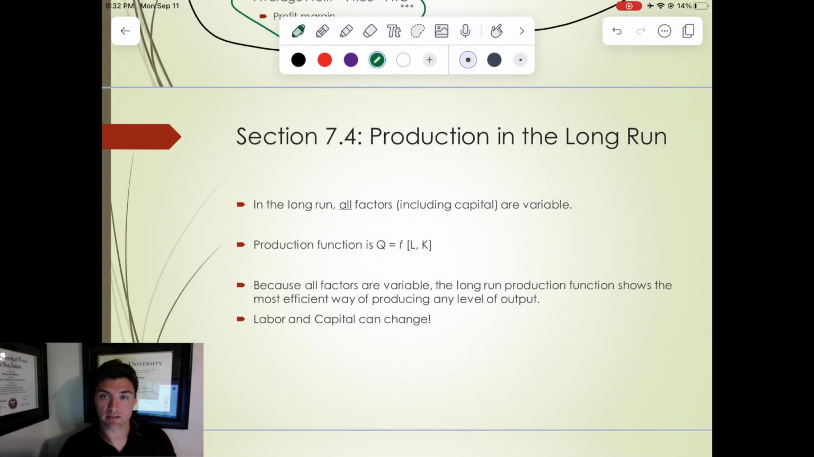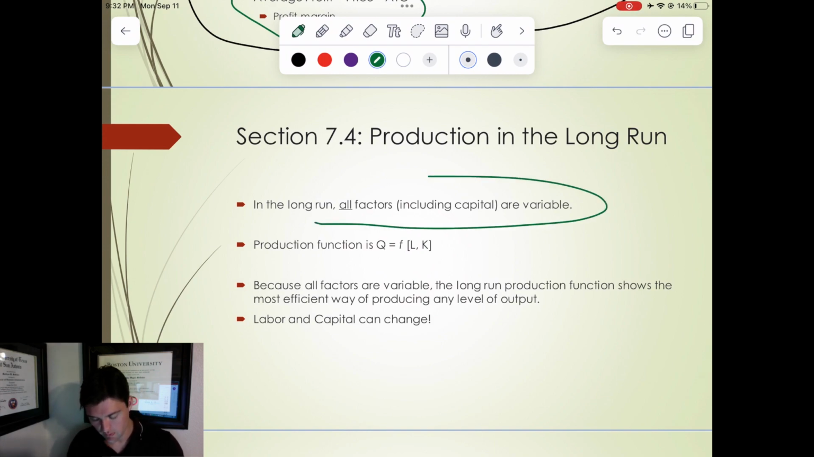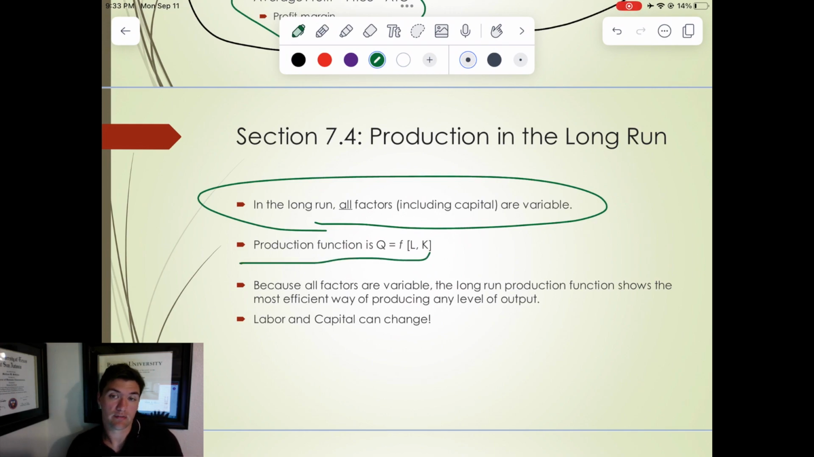So let's talk about section 7.4, which is going to be production in the long run. So remember the long run, where all factors are variable. We are still going to be talking about the production function, where basically we have labor and capital, and how much stuff we can make.